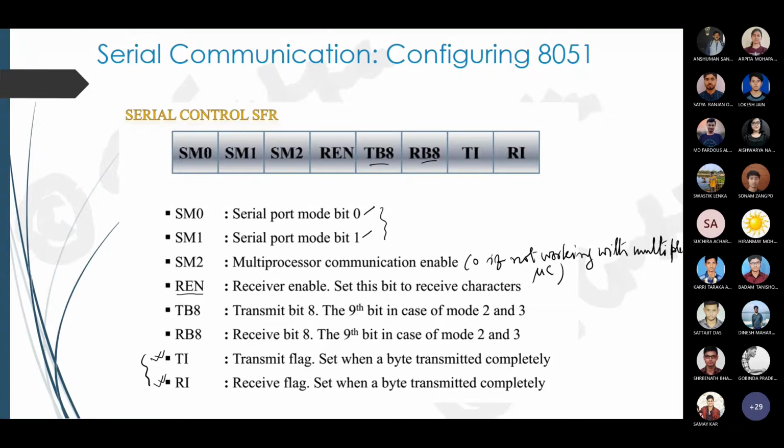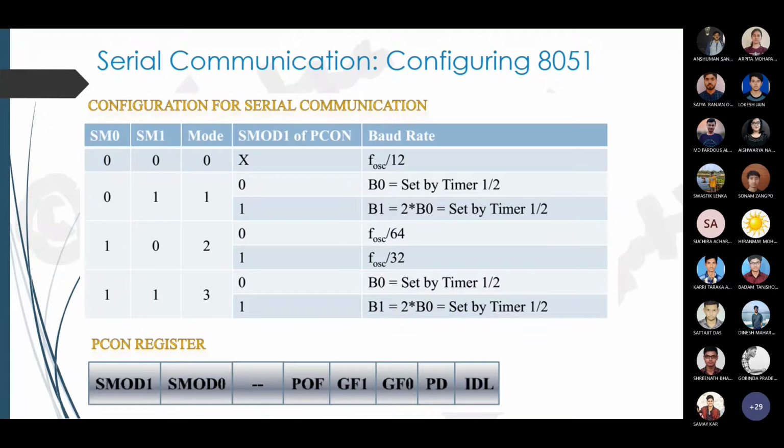Now what do SM0 and SM1 tell? They actually fix the baud rate. Okay. Now if SM0 and SM1 are 0, it is mode 0, and there is another bit in the PCON register, SMOD. Depending upon that SMOD, the baud rate can be varied, but here it is don't care. So it is only FOSC by 12 in mode 0.